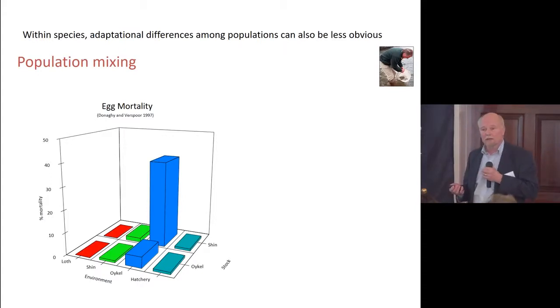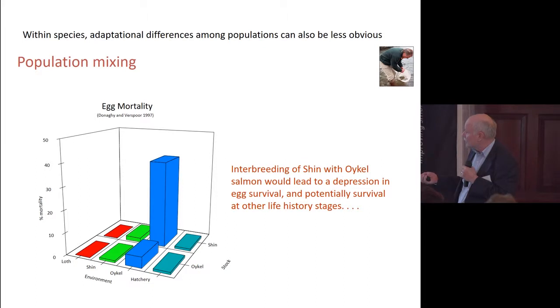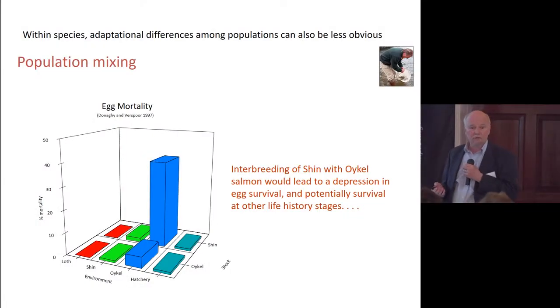Now, here's an example of a more subtle adaptive difference. This is a study we did quite some time ago on the Shin system, and we looked at the effect of acid water on egg survival. And what we find here is the percentage of egg mortality. This is the environment they were put in, 4 different river systems, 2 different stocks. What you see here is if you put the Shin stock in the Oykel, you get very high levels of mortality because the Shin stock is susceptible to acid effects on the eggshells, whereas the Oykel stock, the native stock, isn't. So this is an adaptive difference.